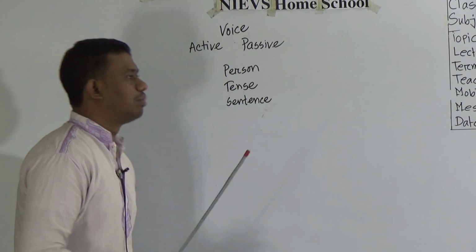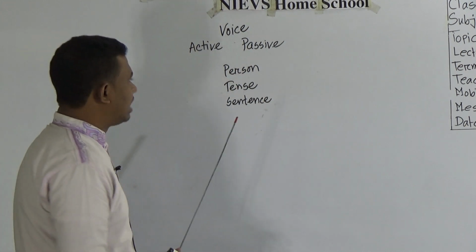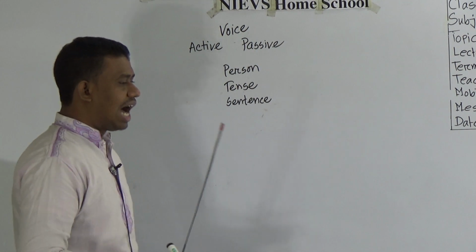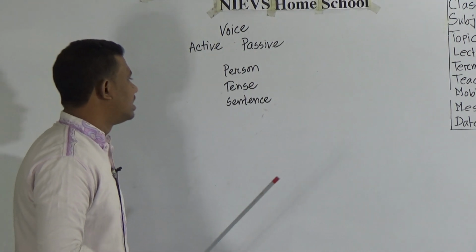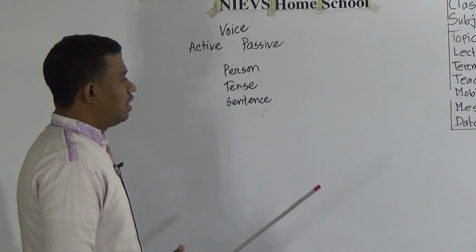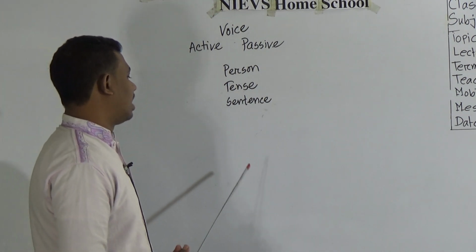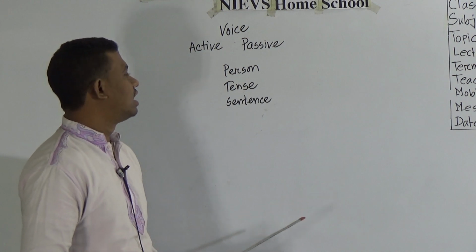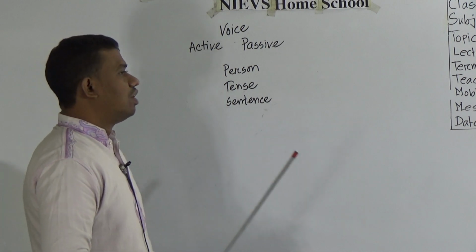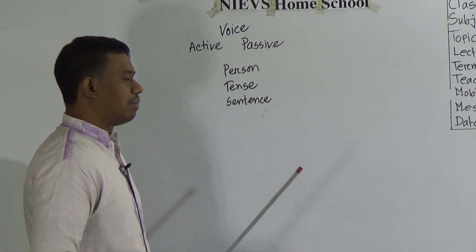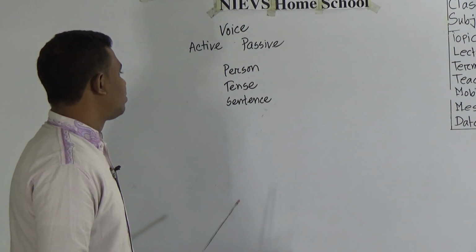Now at the time of changing voice we need to know about person. What person? You know that persons are of three kinds. I and we are the first person, you is the second person, and the third person, he. Third person is of two kinds. One is singular and the other is plural. He, she, it, any name is the third person singular number, and they is the third person plural number.